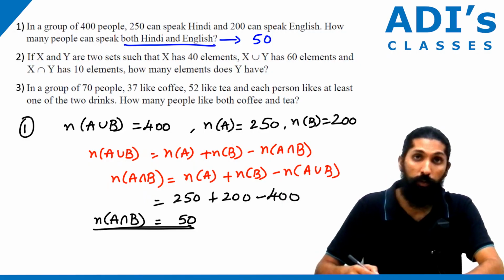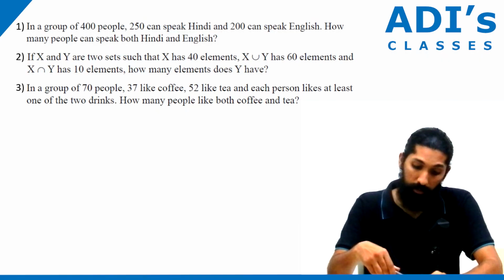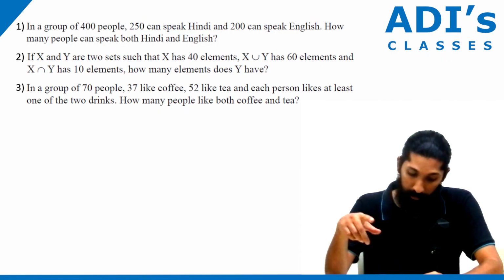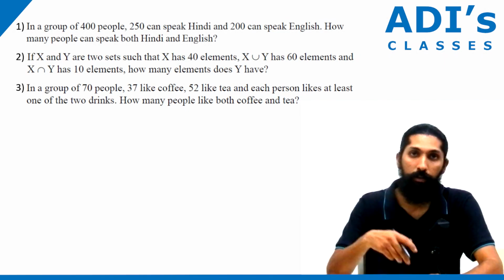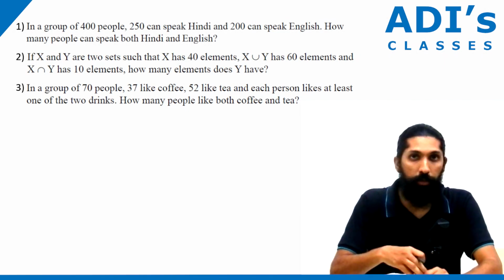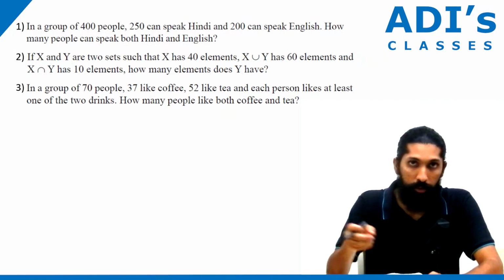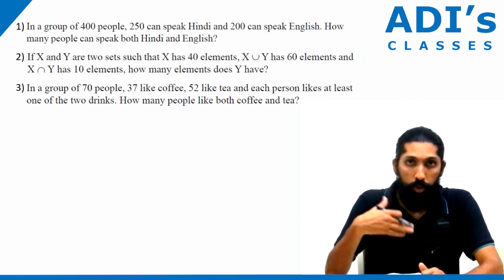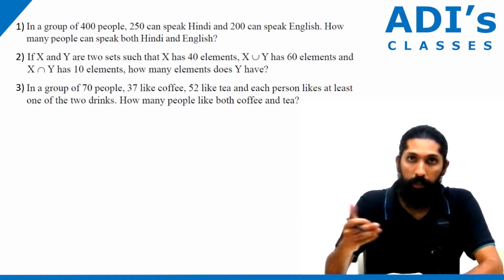Now let's do the next one. See the second one. If x and y are two sets such that x has 40, union has 60, intersection has 10, how many elements does y have? Now guys, what I want you to do is, please pause the video, solve the second and third one on your own, because it's the same logic and it's the same formula. Solve it, then you guys can cross check the answer, whatever you've got is right or not.